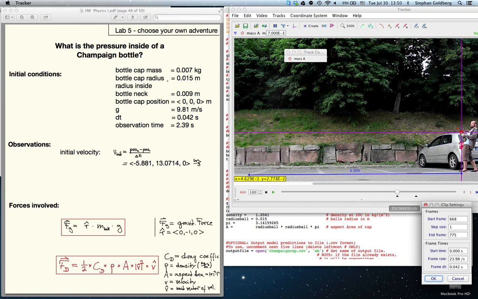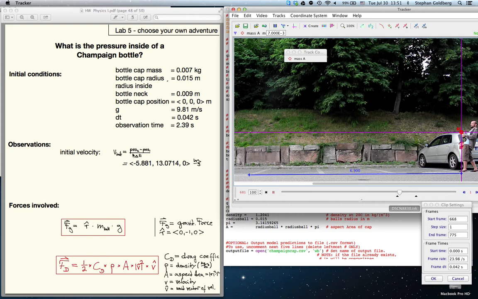Bottle's initial position is 0, little g is important, delta t, the time between the frames, is 0.042 seconds, and the total observation time from deployment of the bottle cap until it crosses the y is 0 line again is 2.39 seconds. While I'll let the observation run here, I'll continue explaining.